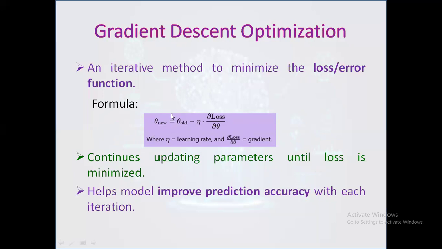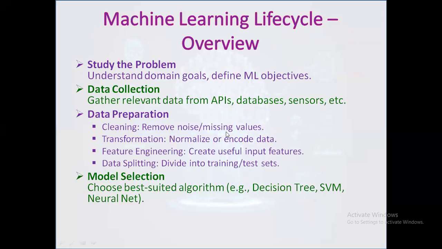If we are not getting the targeted output again and again, we have to update these weight parameters, and it continuously updates the parameters until the loss function is reduced. Till it gets to 0, we are going to update the process, and it helps improve the model prediction accuracy with each iteration.